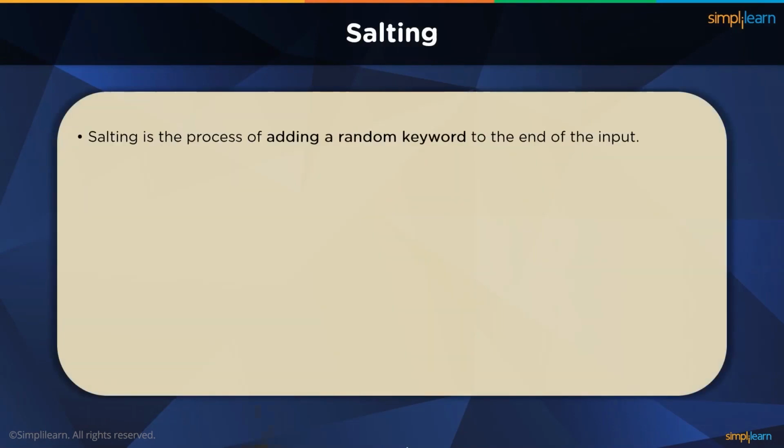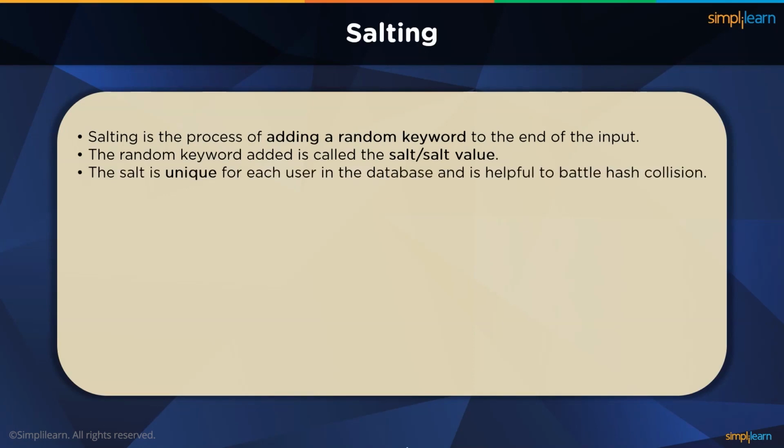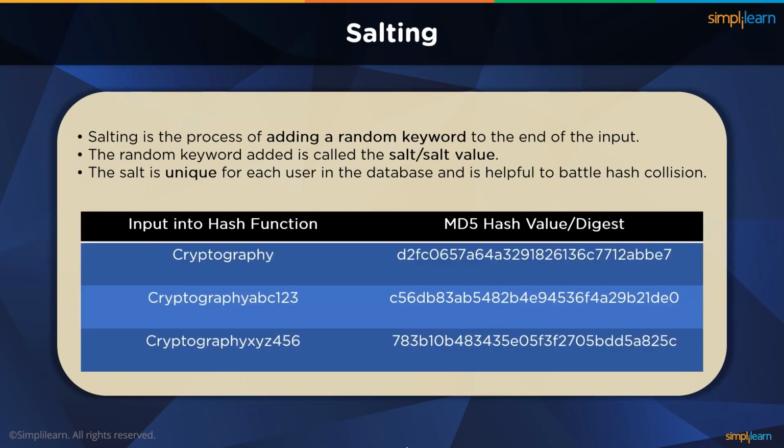Salting is the process of adding a random keyword to the end of the input before it is passed on to the hash function. This random keyword is unique for each user on the system, and it is called the salt value or just the salt. So even if two passwords are exactly the same, the salt value will differ, and so will their digest.